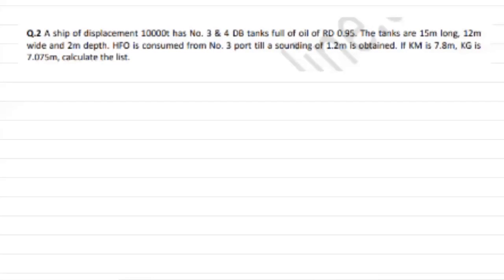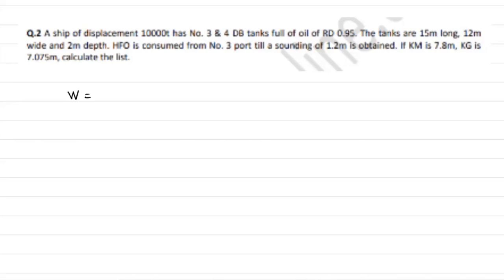All right. So let's talk about this question. I think that will cover everything. A ship of displacement 10,000 tons has number 3 and number 4 double bottom tanks full of oil of RD 0.95. HFO is consumed from number 3 port tank till a sounding of 1.2 meter is obtained. If KM is this, KG is this, calculate the list. Let's try to solve this question.